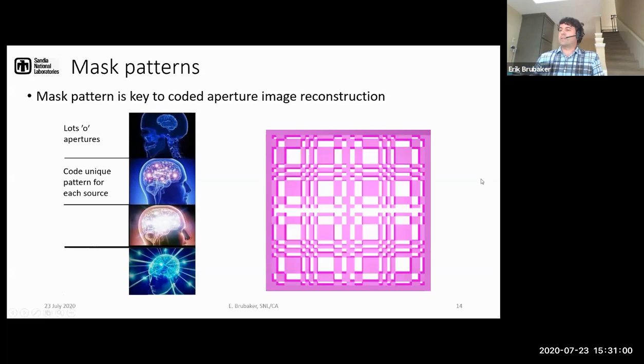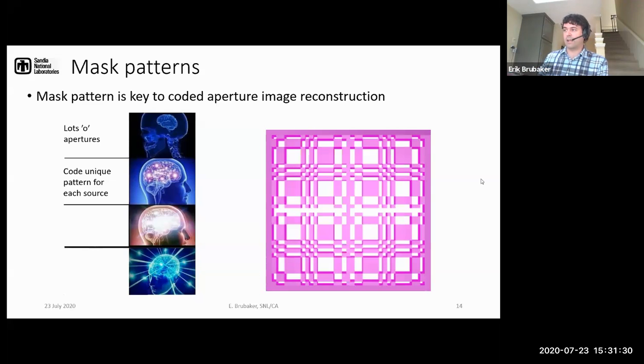Really what you want is to code a unique pattern for each source direction. And here's an example where if you were to stare at this long enough, you could convince yourself that now we're in 2 dimensions instead of 1, that if you imagine a shadow projected from this pattern onto a position-sensitive plane, as a function of where the particles are coming from, you're going to see a different pattern every time. So that's good.